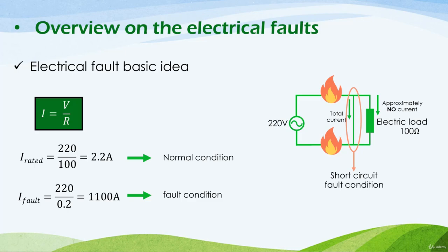And from here we come up with the idea of the electrical protection, that is aimed to protect the electrical circuit from any fault that may occur by mistake like that case here.